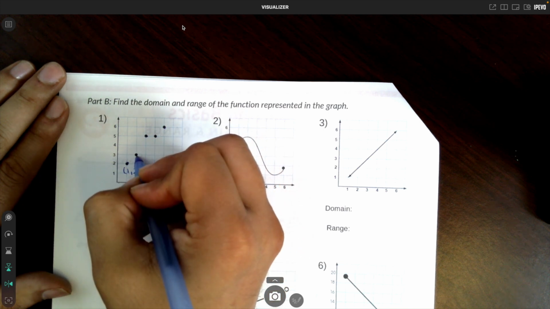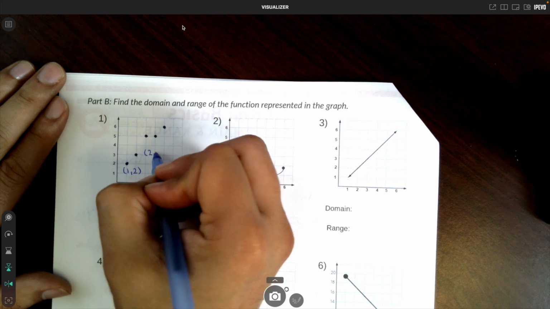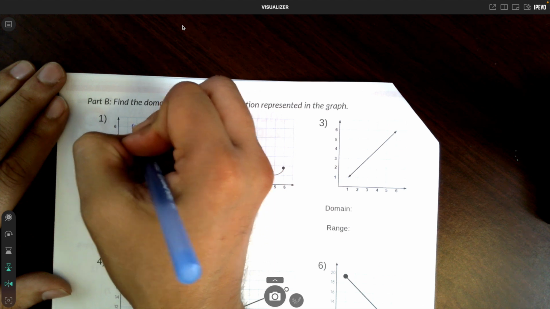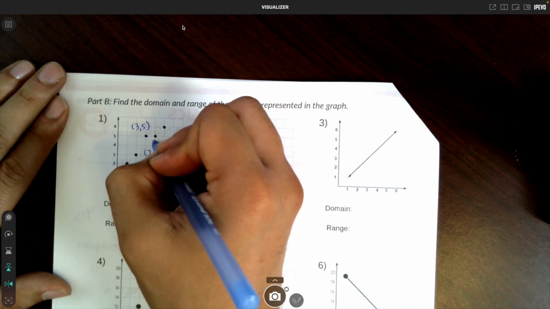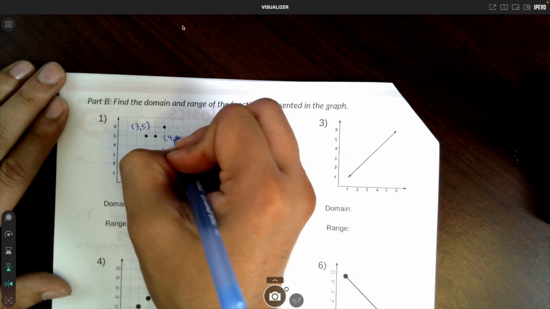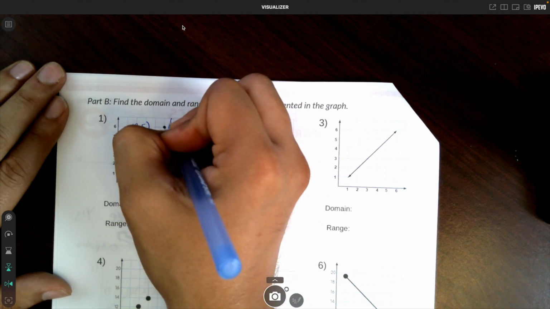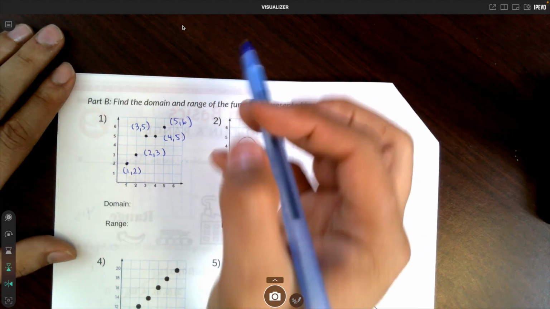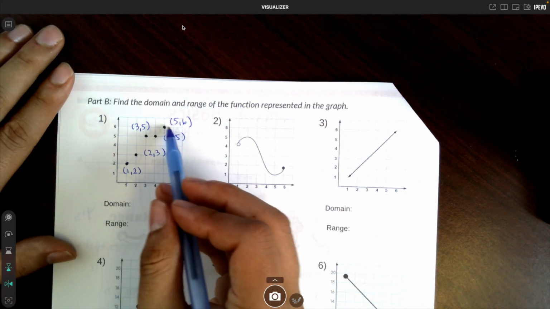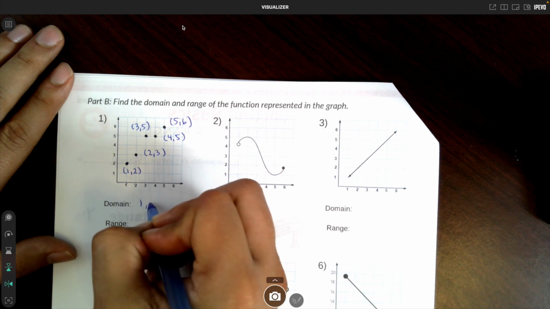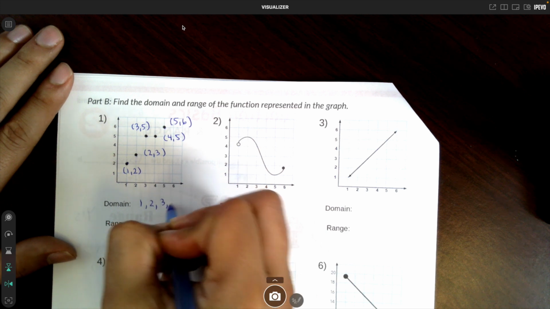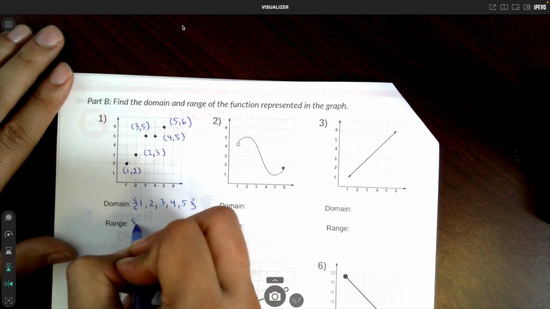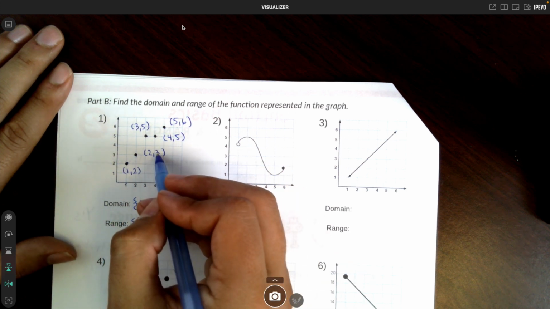This one is 2, 3. This one is 3, 5. 4, 5. And then 5, 6. So the domain is all the numbers, the first number. So we have 1, 2, 3, 4, 5. And the range is 2, 3, 5, 6.